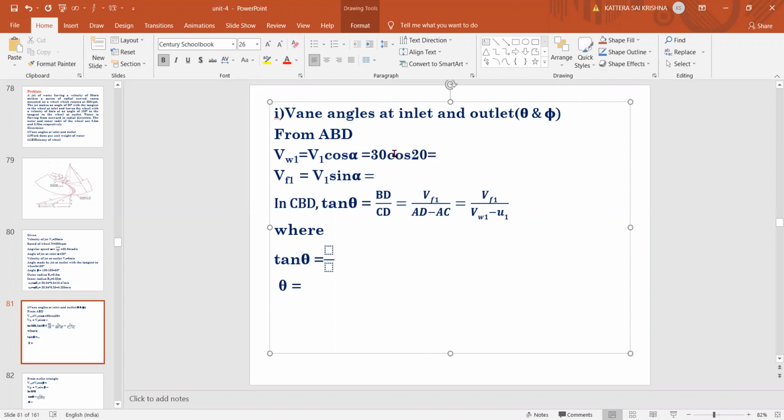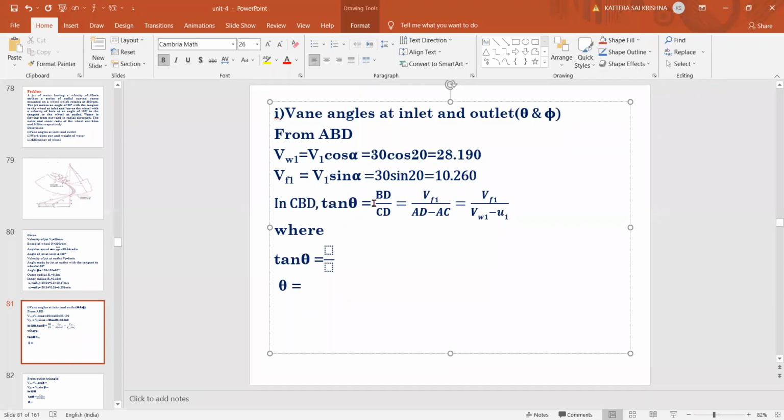So 30 cos 20 will be VW1, 28.190. And here 30 sin 20, 10.260 meters per second. Remember, again, these are also meters per second. Don't forget to write the units here. All the velocities, it may be any velocity, meters per second only, right?